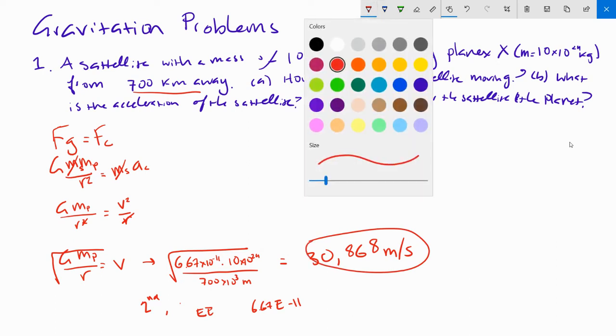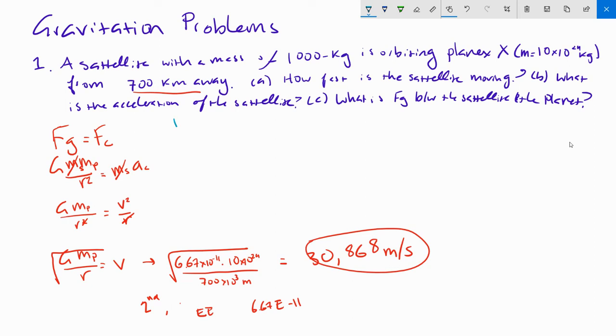Maybe I'll switch colors. Let's do this color. So that was A. This is B. What's the acceleration of the satellite? Oh, well, now I know my velocity, so I can just say AC is v squared over r. So I could plug in my v squared, which is going to be that 30,868 squared, divided by my distance in meters again, 700 times 10 to the third power in meters.